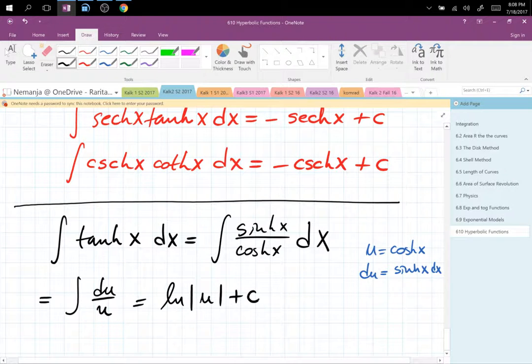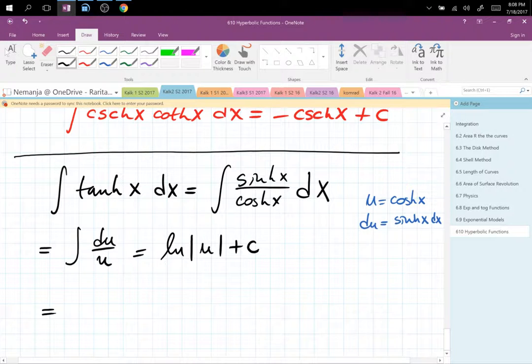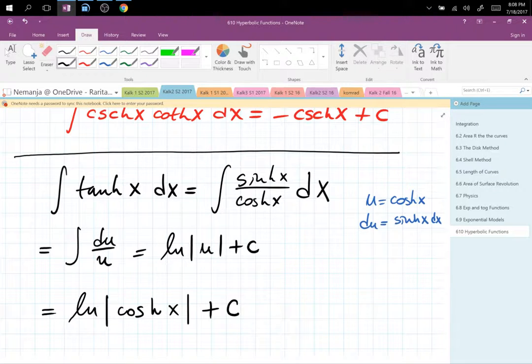So we get ln absolute u plus c, and then we say I don't care about u, I care about the x, which means we have to bring back the variable, which is ln of cosine hyperbolic x plus c. Now, I'm not really thrilled with this answer because see how tangent and cosine? It should be tangent and secant, right?